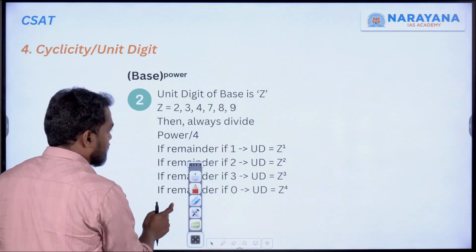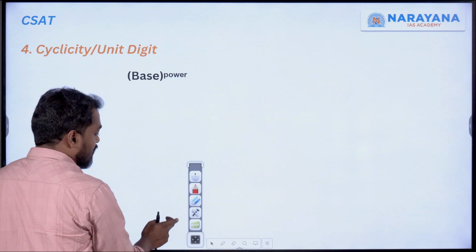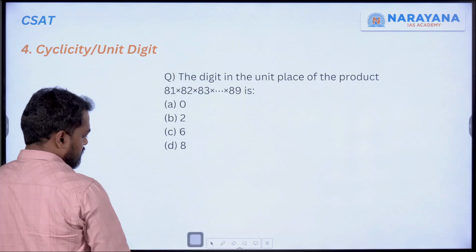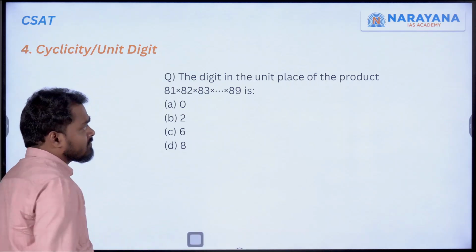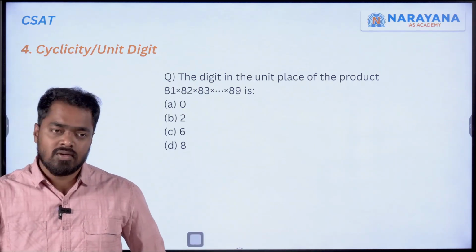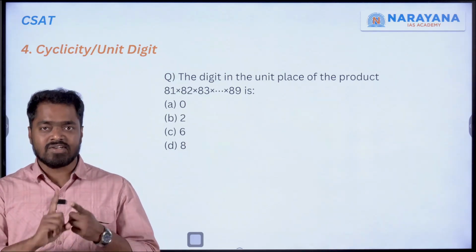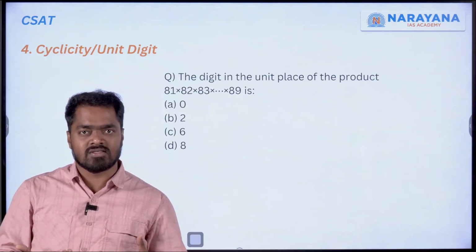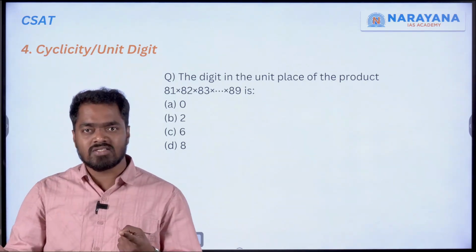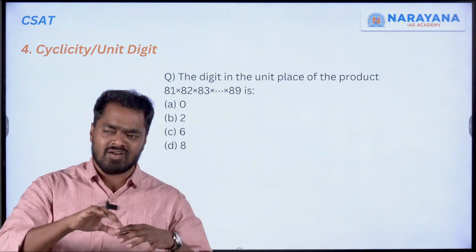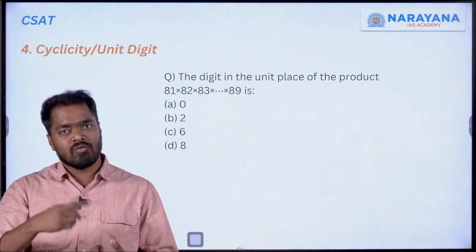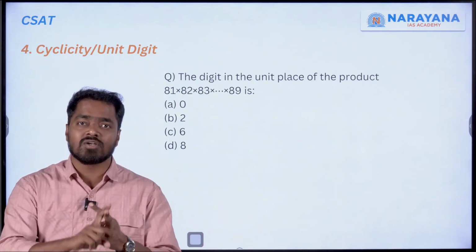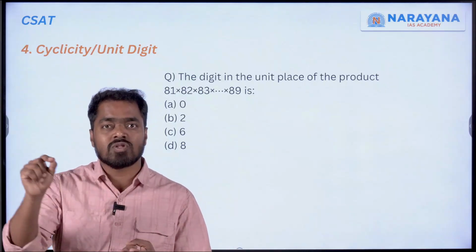Now let's solve a question based on these two rules. Try to solve this one. So for finding the unit digit, there are two kinds of questions. The first one is direct multiplication kind of questions. In that you have to multiply all the unit digits, either from the left side, from the right side, or in any order you want. With that you will find the unit digit. And the second kind of questions are finding the unit digit of powers, that is nothing but the base to the power format.